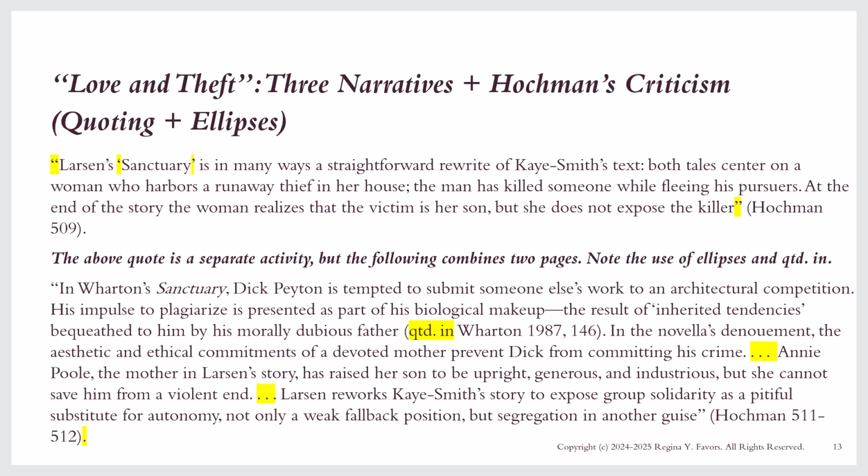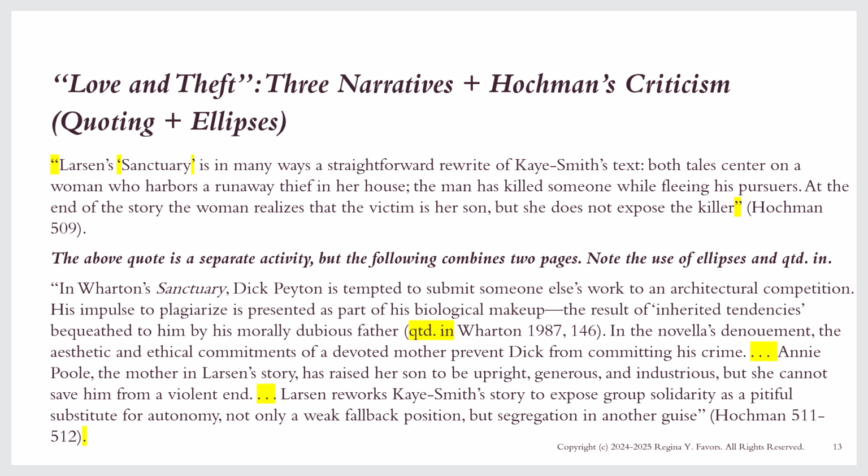The above quote is a separate activity, but the following combines two pages. Note the use of ellipses and quoted in here. So we quoted here, and we're still quoting now. In Wharton's Sanctuary, Dick Payton is tempted to submit someone else's work to an architectural competition. His impulse to plagiarize is presented as part of his biological makeup, the result of inherited tendencies bequeathed to him by his morally dubious father.